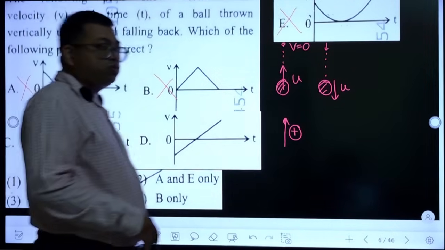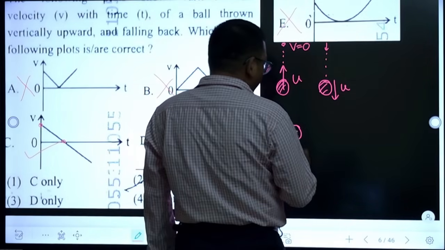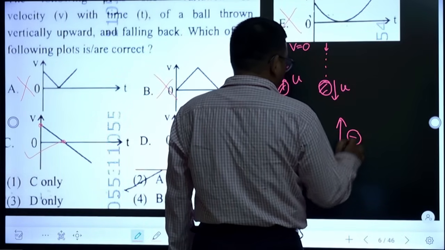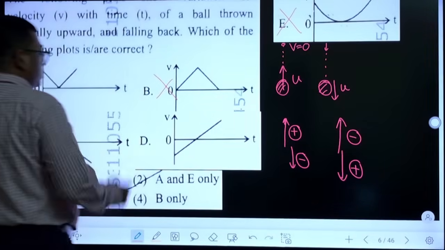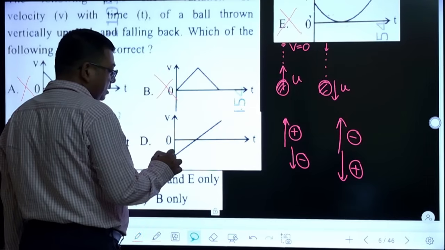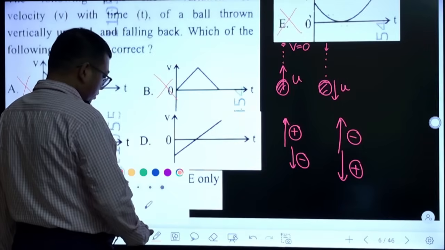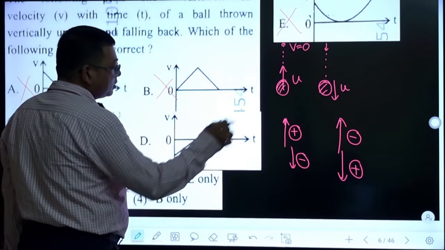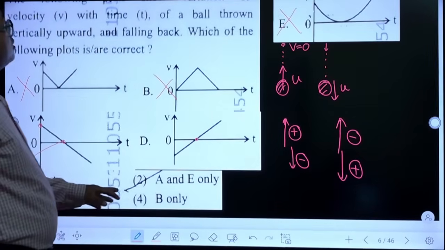But suppose I choose the upward direction as negative, because if upward is positive then downward is negative. But suppose I choose upward as negative and downward as positive, like this. Okay. So what about this graph? Initially it has some velocity in the upward direction, meaning negative, and then what is happening? It is moving towards 0, right? It is going to be 0, that we know. And after that what happens? After that the velocity is going in the positive direction, correct? This graph is also correct.